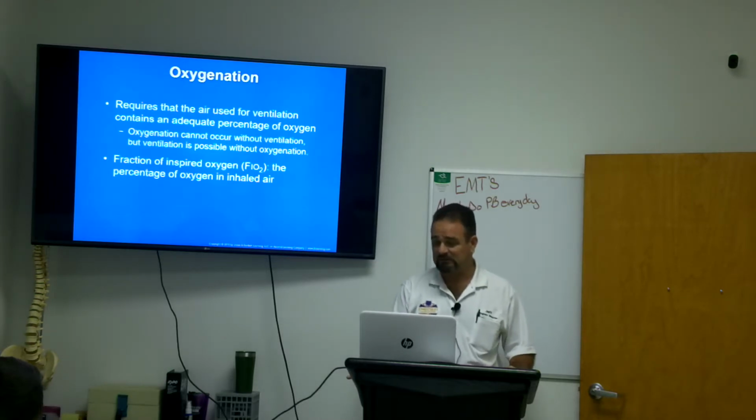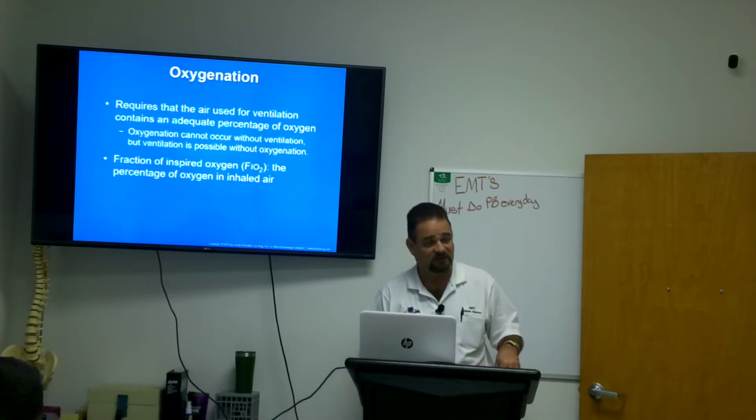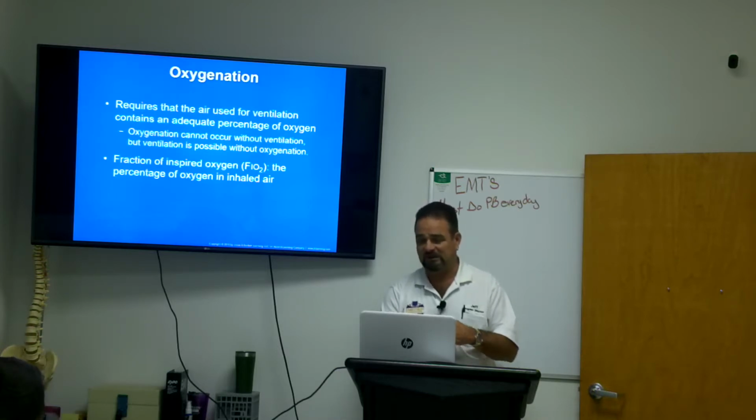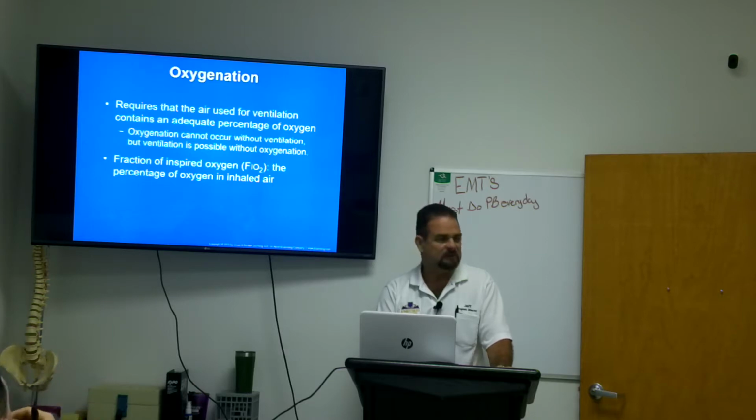Oxygenation. Oxygenation requires that the air used for ventilation contain an adequate percentage of oxygen. The percentage of oxygen in any given contained area here on Earth is 21%. Whereas oxygenation cannot occur without ventilation, ventilation is possible without oxygenation. Ventilation without oxygenation may occur in places where the oxygen level in the air has been depleted, such as underground mines, sewers, confined spaces, those kinds of things.